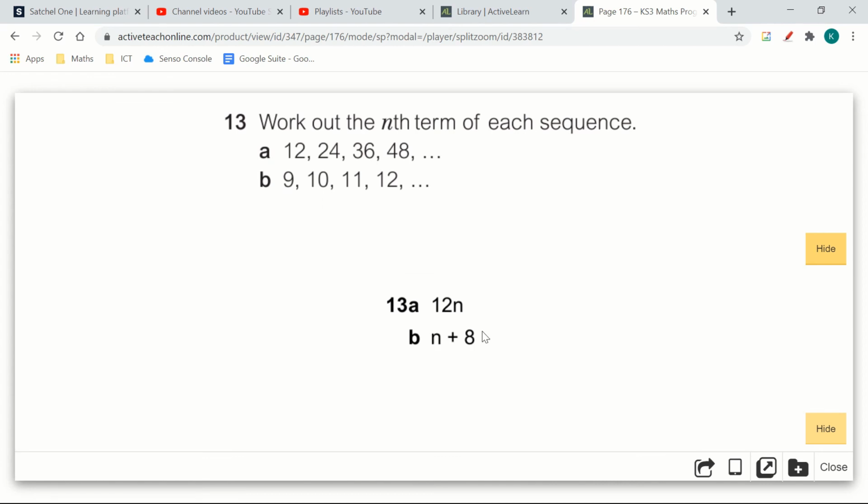Okay, so it's n plus 8, so it's going up by 1 each time, which is great, lovely. So we just put 1n, and we had to add 8 to it because the first one, 1 times 1 would give us 1, and we didn't want 1, we wanted 9, so we had to add 8 into it. And the second term is 10, so 2 times 1 is 2, and then again we have to add 8 to it, so that's how it gets what we need.